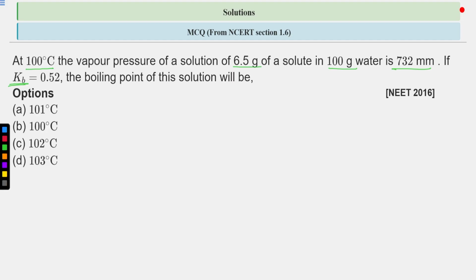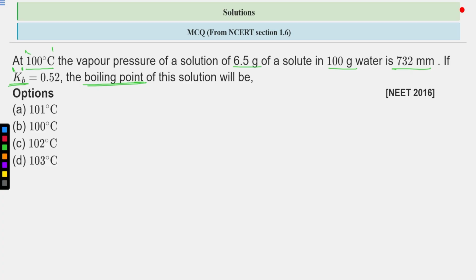So we are given that at this particular temperature, 100 degrees Celsius, the vapor pressure is given for a solution in which the solute is 6.5 gram, the solvent is 100 gram, and the vapor pressure of the solution is 732 mm. The Kb value is also given, which is 0.52. You have to tell the boiling point of the solution.